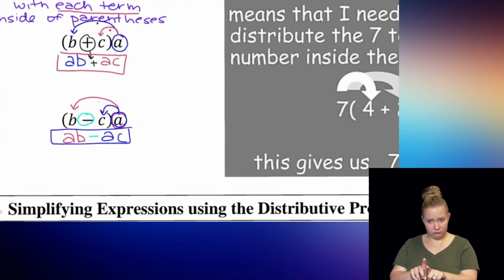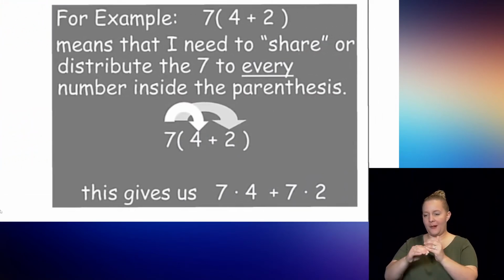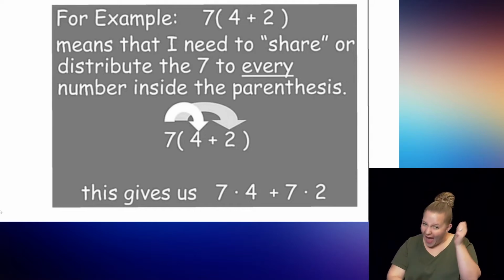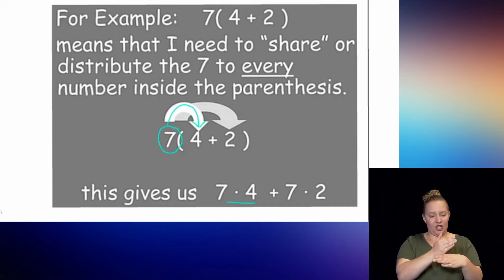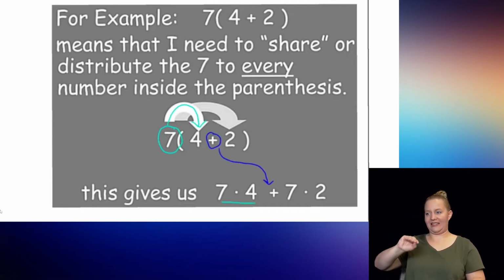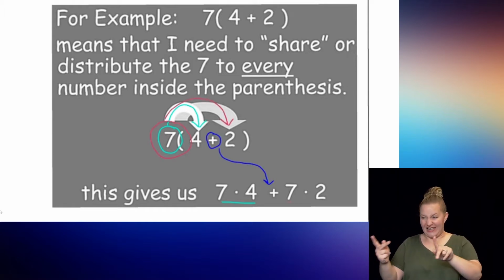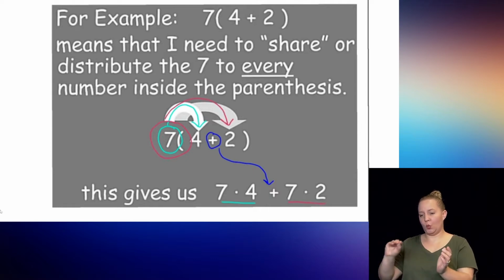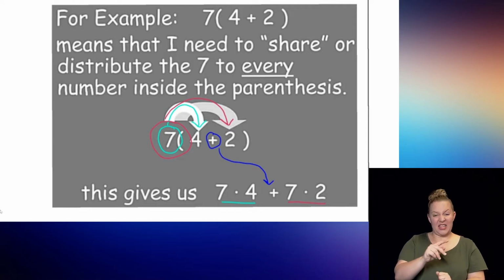Also, take a look at an example. I said, for example, 7 parentheses 4 plus 2 means I need to share or distribute or multiply the 7 to every number inside of the parentheses. So you can see here with this drawing, I'm going to take this 7, I share it with the 4, so that gives us this 7 times 4. Notice we brought down this plus sign, and then we're going to take the 7 times the 2, which is what I get here. Also, what I've underlined with the teal color and the pink color, obviously those two things can be simplified.